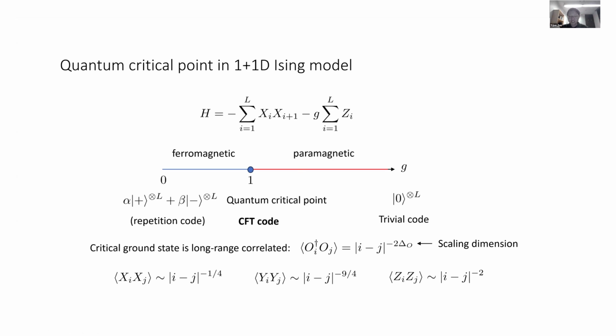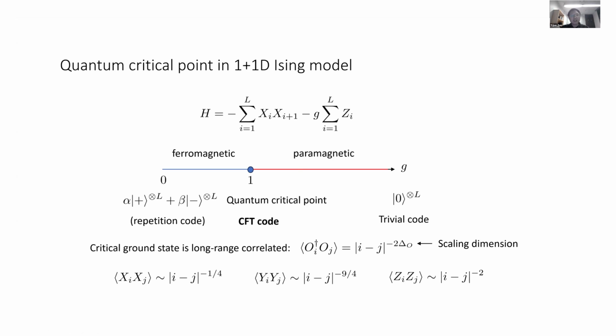So now the ground state must be a trivial state, which is a product state across all the system sites, which is |0⟩^⊗L. From a quantum error correction perspective, that cannot store any non-trivial logical information, so I call it a trivial code.